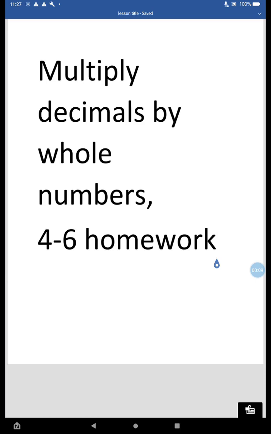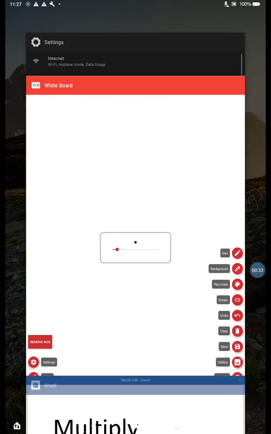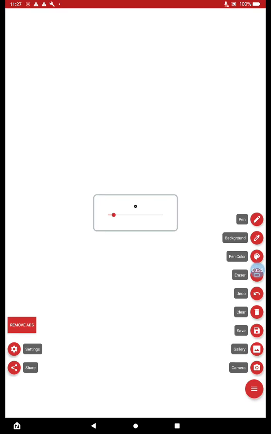This week we're going to be continuing studying multiplication, but today we're now going to be multiplying decimals by whole numbers. Pull out your paper packet and pull out the assignment that says 4.6 homework at the top. That's what this lesson is going to go along with, 4.6 homework. All right, let's jump into our first example.